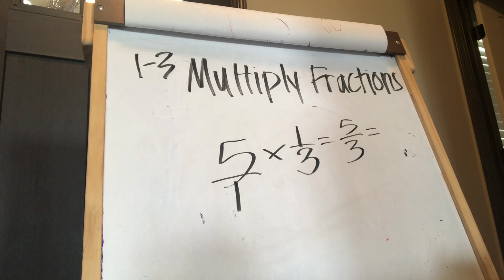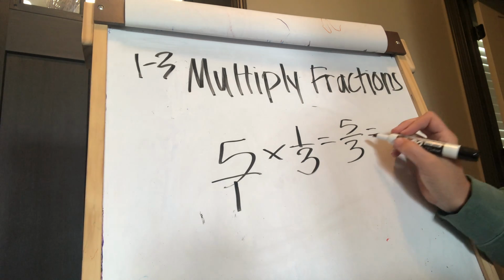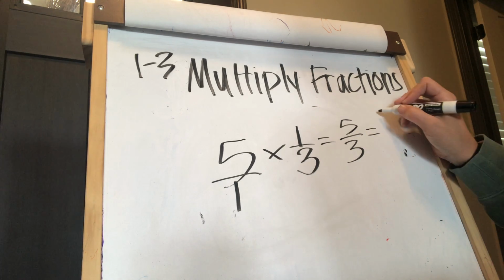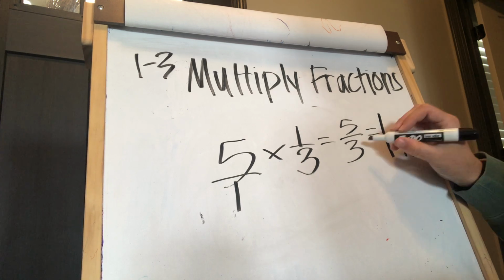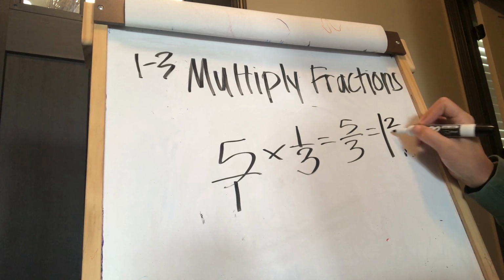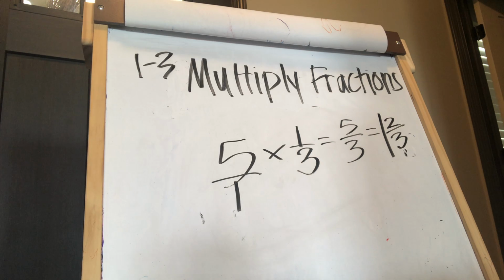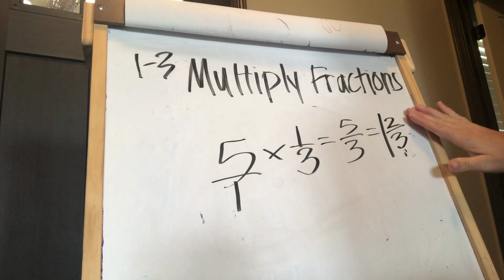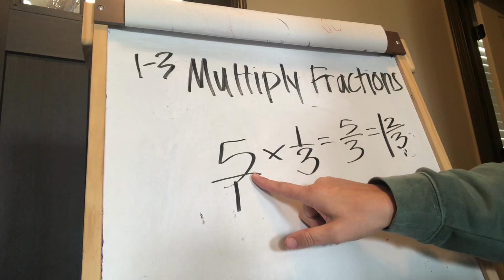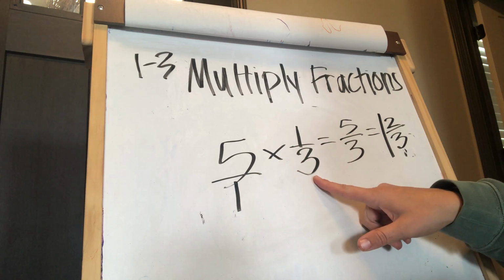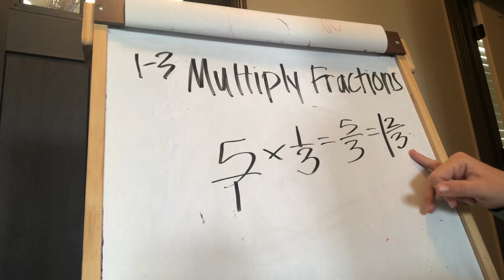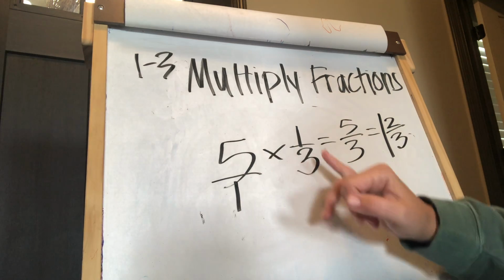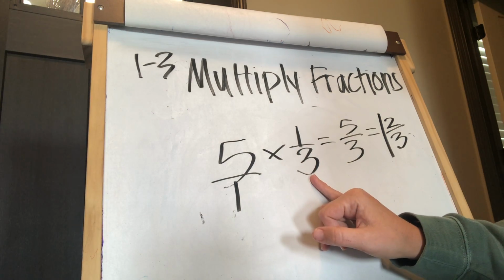There we have an improper fraction. We can change that to a mixed number by thinking, how many times does 3 go into 5? 1 whole time. And then what's left over? There's 2 left over out of our 3 with our denominator. There we go. So when we have a whole number multiplying by a fraction, now notice, you guys, our answer is going to be smaller here because we're multiplying by something that's less than 1.